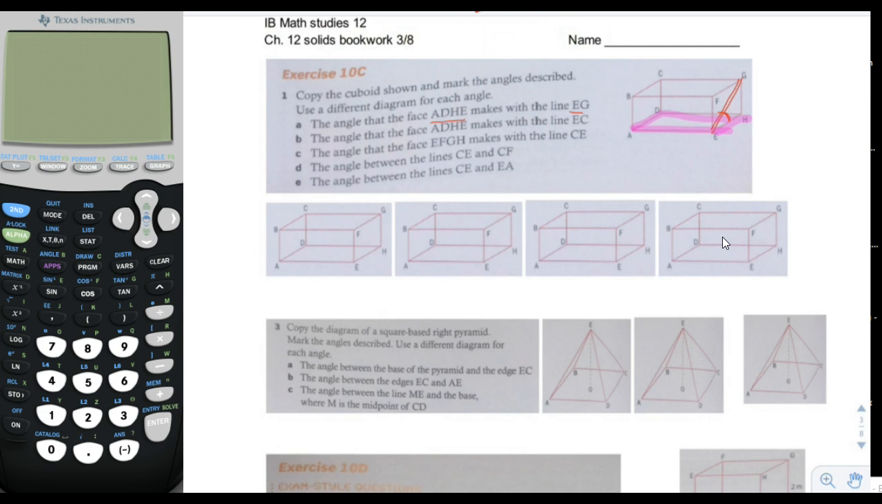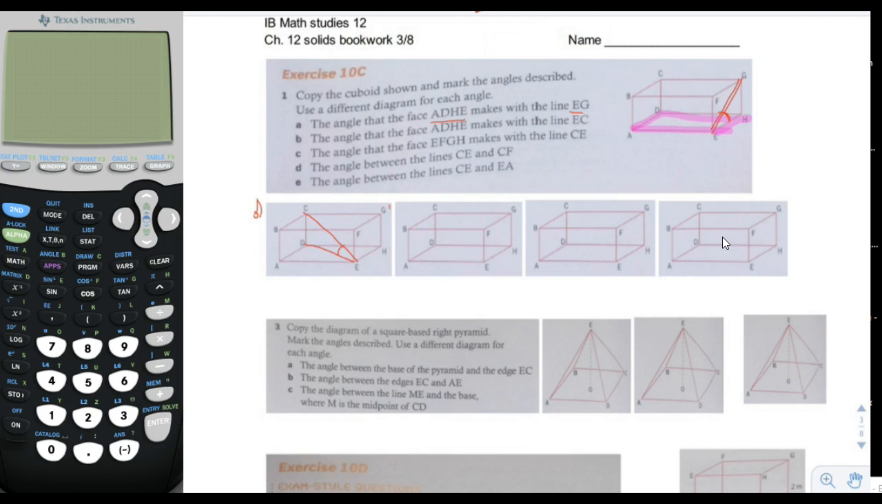Okay. B. The angle that the face ADHE makes, same face, with the line EC. EC. So that would just be like that angle right there.